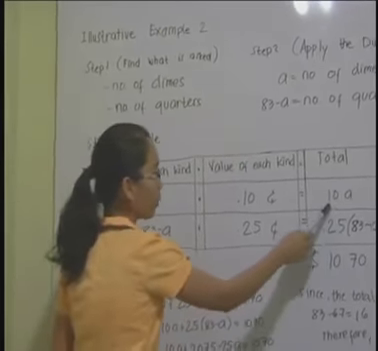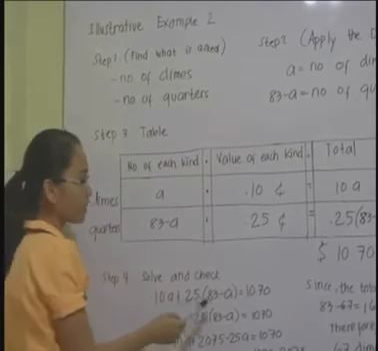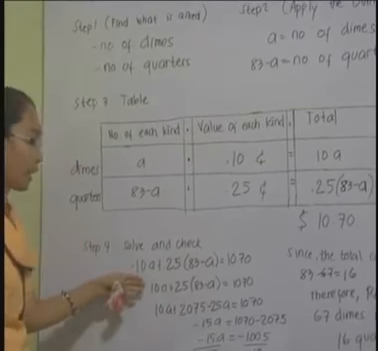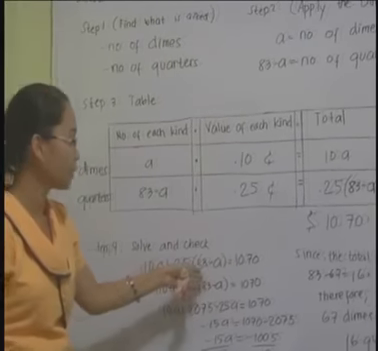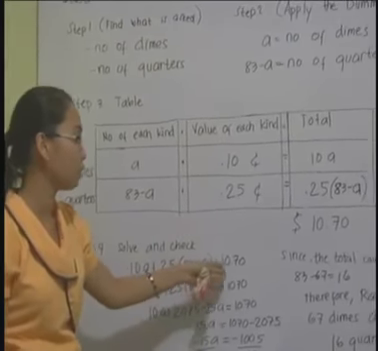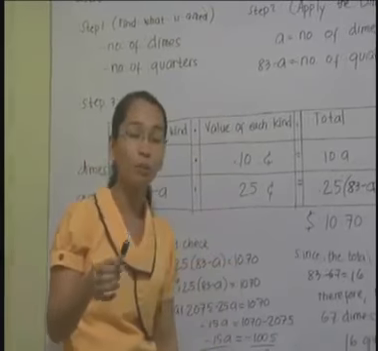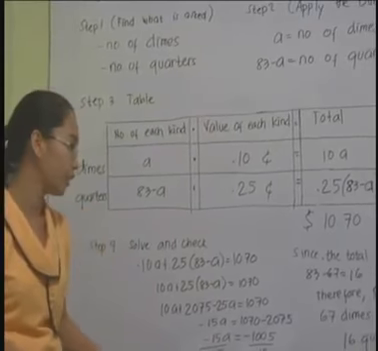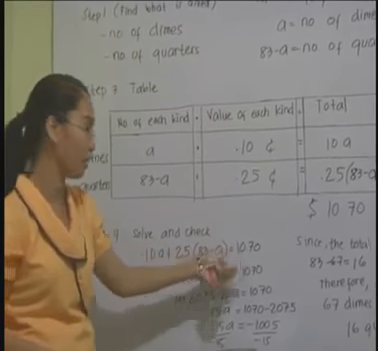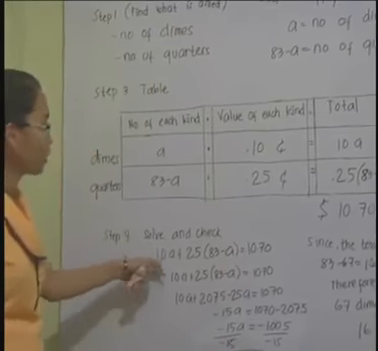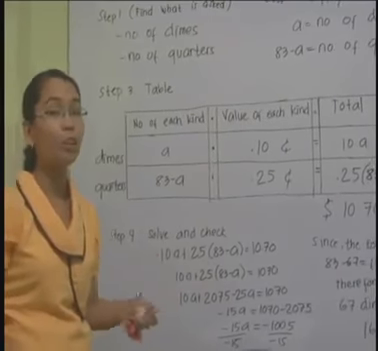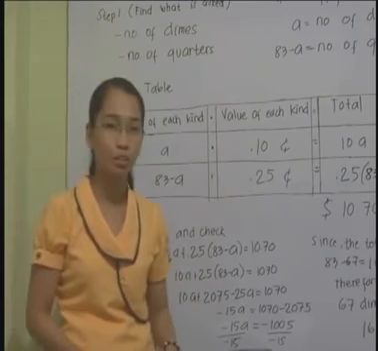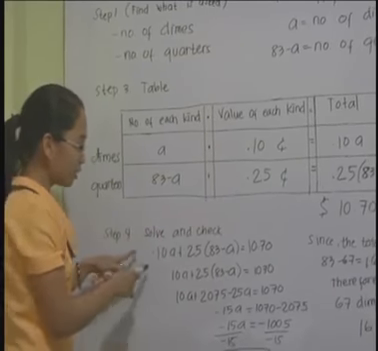We now have 0.10A plus 0.25 times 83 minus A is equal to 10.70. The total worth of the dimes and quarters is $10.70, so that's why it's 10.70. Now, in order to solve it easily, we convert the decimals to whole numbers. Simply, we multiply both sides by 100.